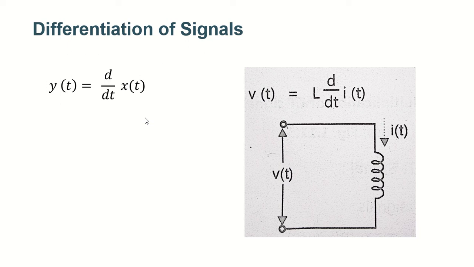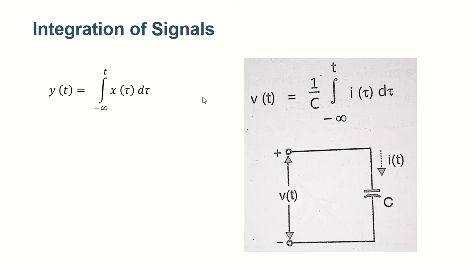What happens when this current passes through the inductor? The voltage which will be induced across this inductor is given by v of t is equal to L di by dt of i of t. So see, you are getting a similar pattern in these two. So what is it? It is nothing but the differentiation of my signal.